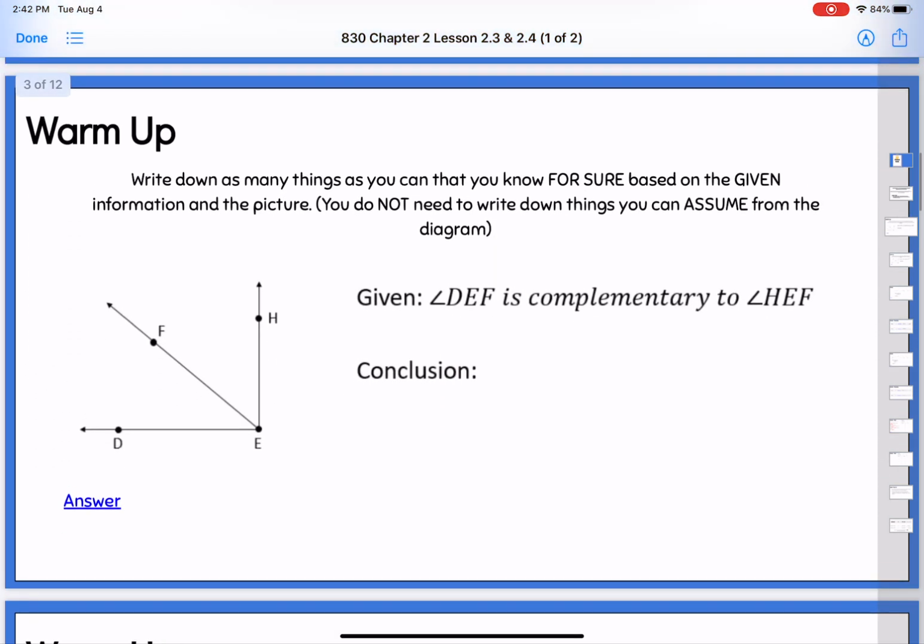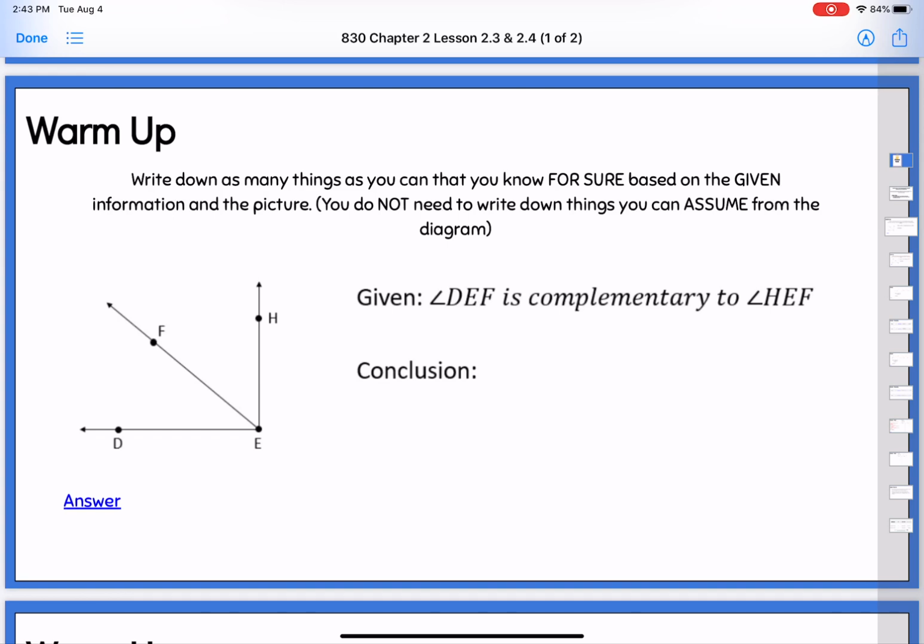Now, our warm-up for today is actually going to be a little bit different. This one is going to connect directly to the lessons that we've done before. This first one connects exactly from yesterday, but it just helps us get in that good mindset of drawing conclusions. So what I want you to do, if you haven't done it yet, take a look at the picture. And our given for this picture is that angle DEF is complementary to angle HEF.